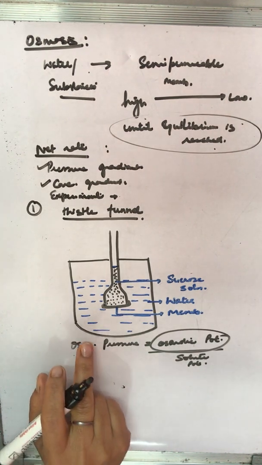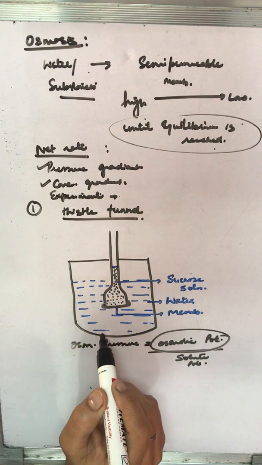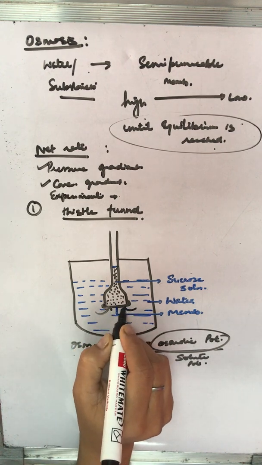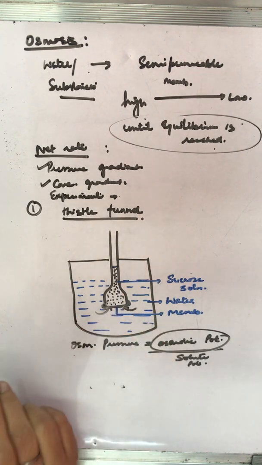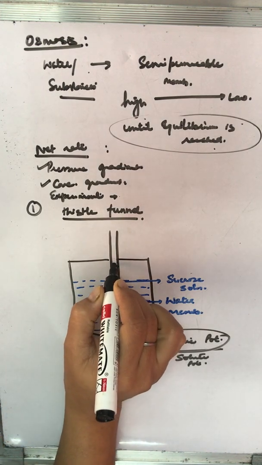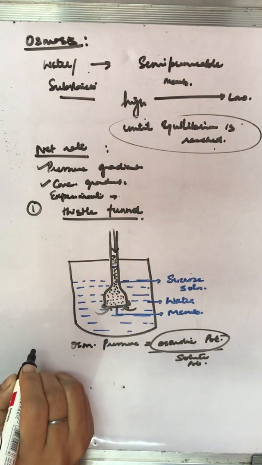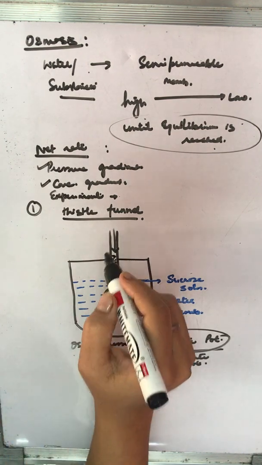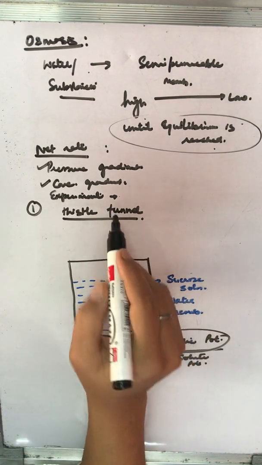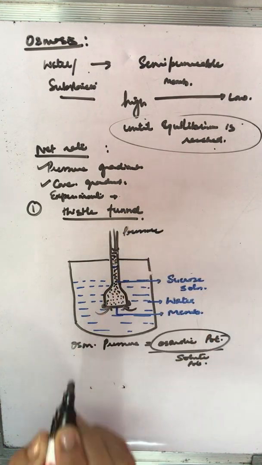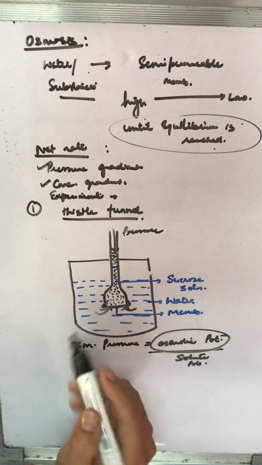The mouth of the thistle funnel is tied with a semi-permeable membrane. It is filled with sugar solution and kept inverted in a beaker containing water. Water will continue to move across the membrane, and hence the solution in the funnel will also rise. Right? It will also rise. Now if pressure is applied on the solution from the upper part of the funnel, this movement of water will be stopped. Clear?